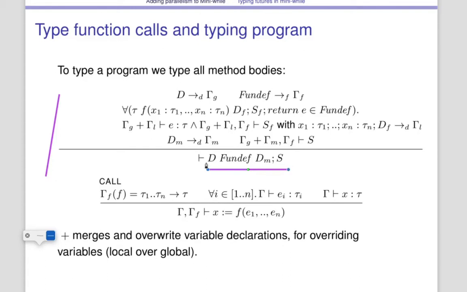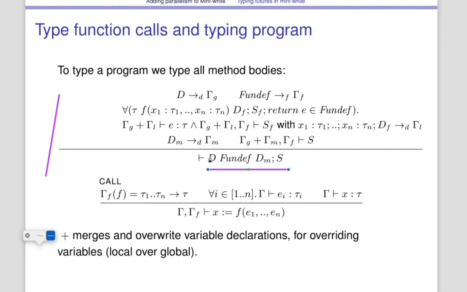And from this program, you have global declaration. So here I recall the type system with global variable because that's what we used to have. And we had, this dm is variable declarations for the main body. S is the main body. And here you have fundef, which is a set of function definitions.